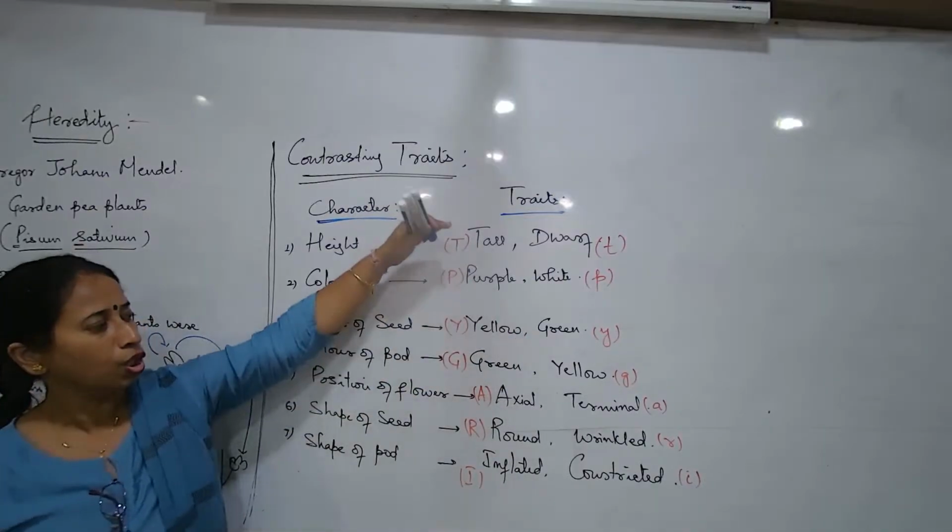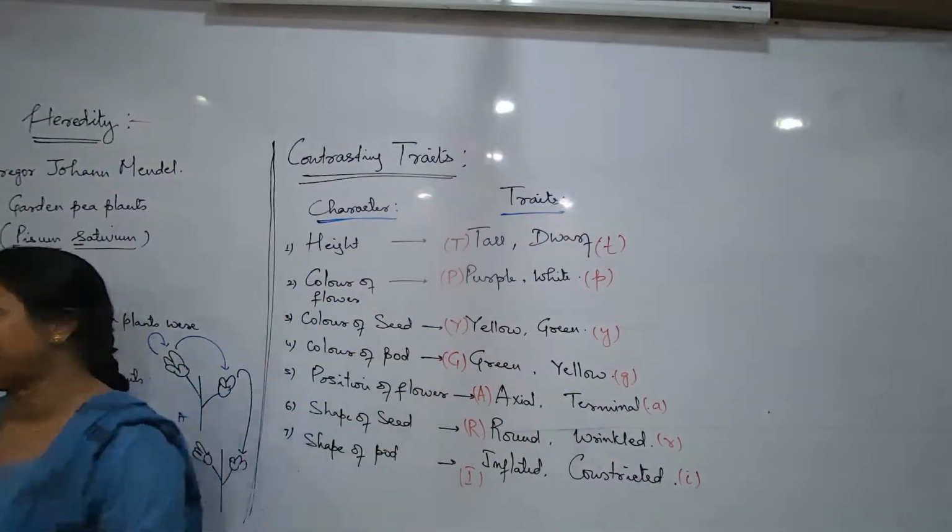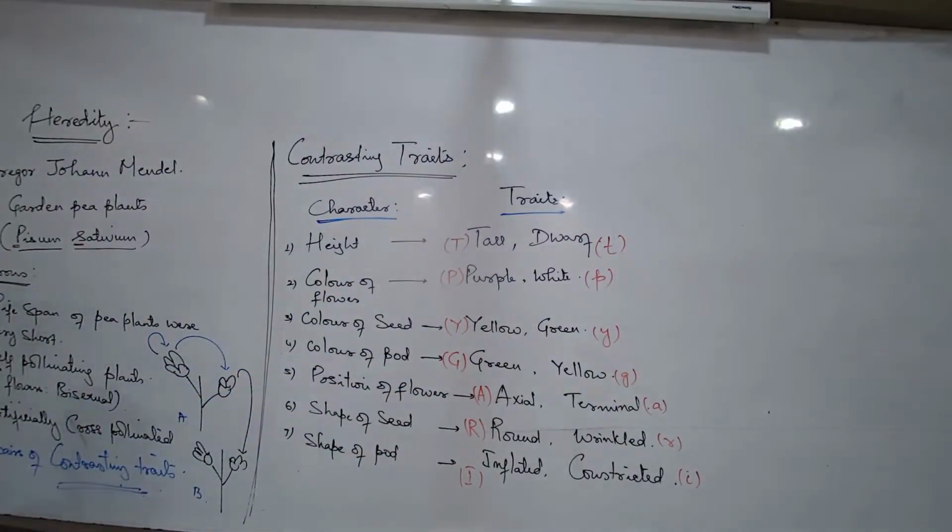So why did we write all these capital letters? To understand that these are the dominant traits. And how do we represent the recessive traits? Small letters. Recessive traits always with small letters. Dominant traits always with capital letters. Is it clear so far? Right from the beginning, any doubt?